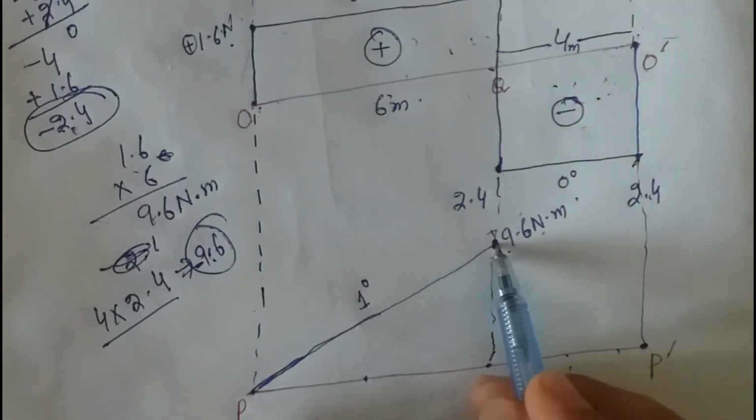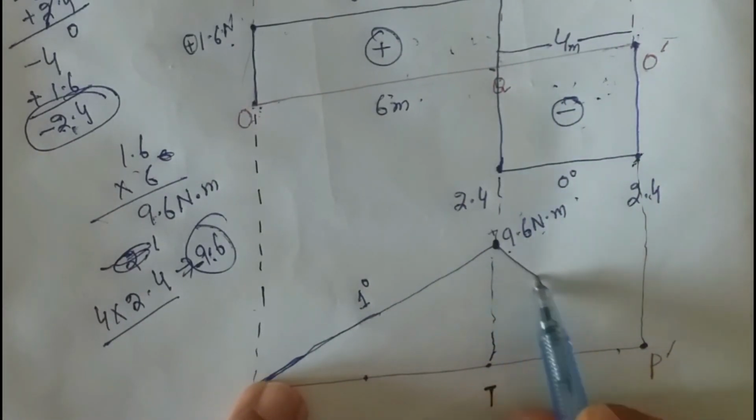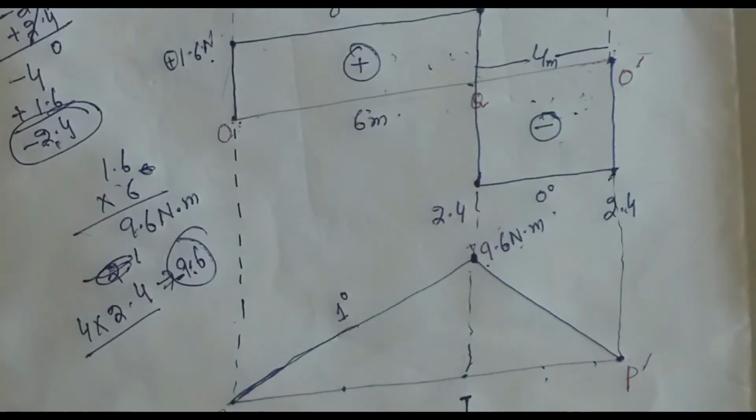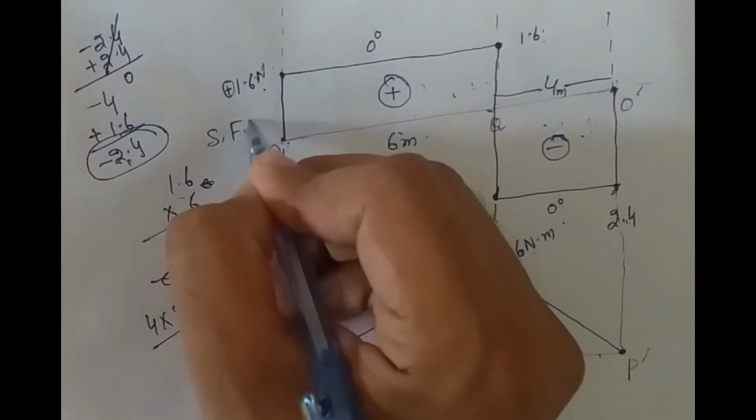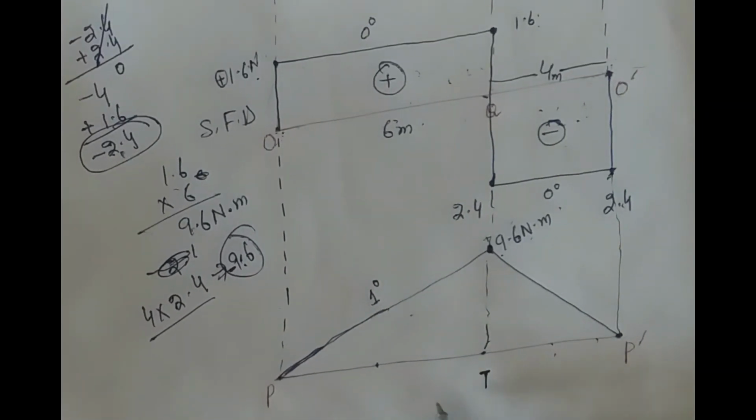So when I join these 2 points with the help of a straight line, it will complete our bending moment diagram. This is the shear force diagram, and this diagram shows the bending moment diagram.